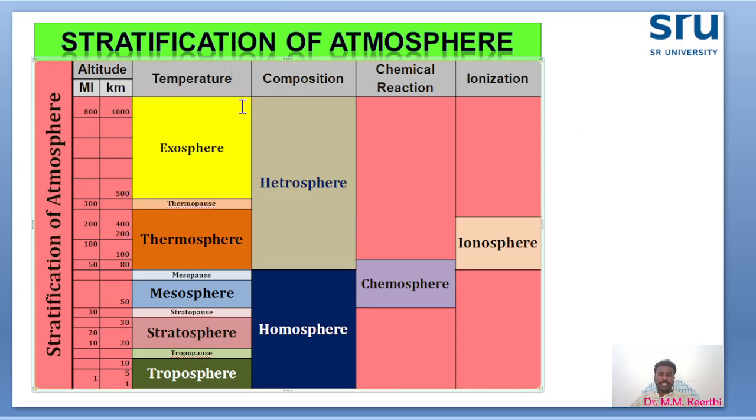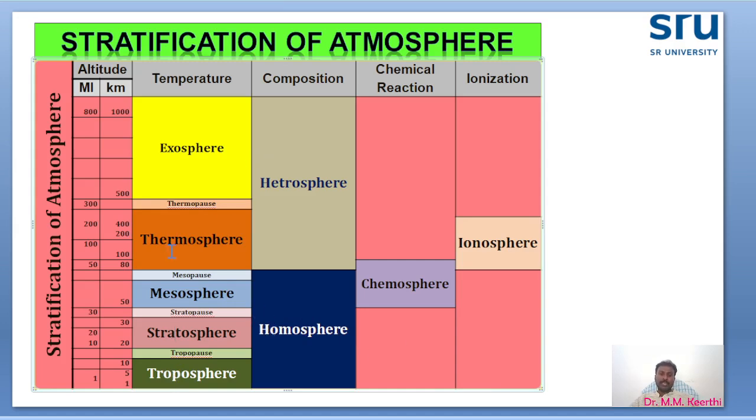What are the different layers, or stratification, of the atmosphere? Based on the vertical temperature, we divide the layers: troposphere, stratosphere, mesosphere, thermosphere, exosphere. The lowest sphere is the troposphere. The second is the stratosphere. The third is the mesosphere. The fourth is the thermosphere, and the fifth is the exosphere. Based on composition, the troposphere, stratosphere, and mesosphere have a homogeneous nature. That is why the combination of troposphere, stratosphere, and mesosphere is called the homosphere.